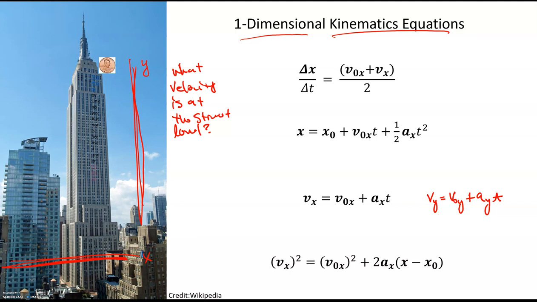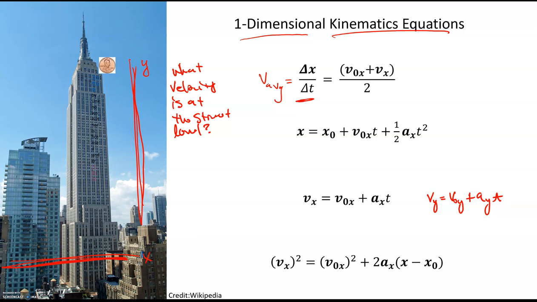So looking at these equations, if you haven't seen them before, it probably looks pretty daunting. There's a lot going on. There's squares. There's a lot of terms. So what we're going to do is walk through these and just talk about them using words. So this first equation here, this should look familiar from Module 1. This is just the average velocity. The change in position over the change in time is just the average velocity.